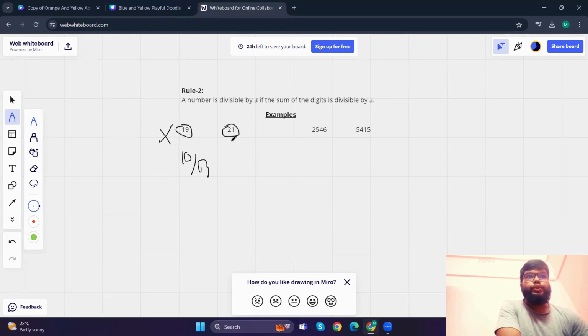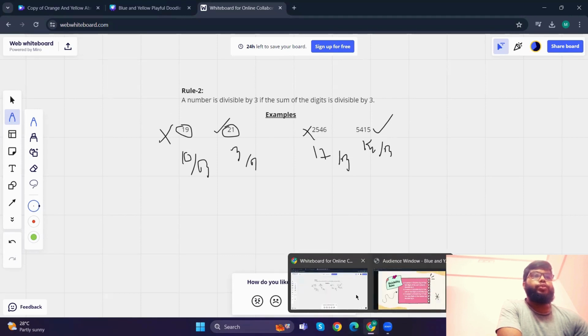So the next number is 21. 2 plus 1 equals 3. 3 by 3 equals 1. So it is divisible by 3. So the number will be divided by 3. Then the next number 2546. 2 plus 5 equals 7 plus 4 equals 11 plus 6 equals 17 by 3, which is not possible. So the number won't be divided by 3. Then the last number 5415. 5 plus 4 plus 1 plus 5 equals 15 divided by 3. So it is divisible by 3.